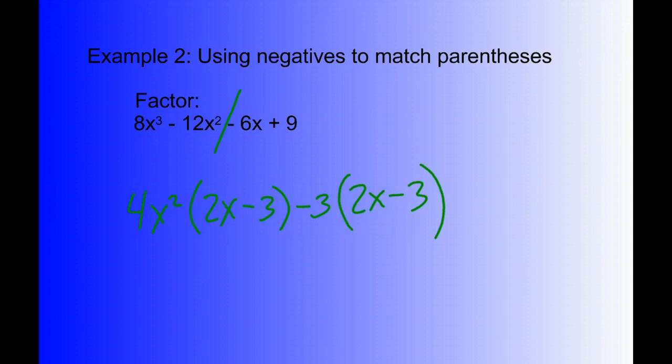So now I have a common factor of 2x minus 3 in both terms, which leaves 4x squared minus 3 as the other factor.